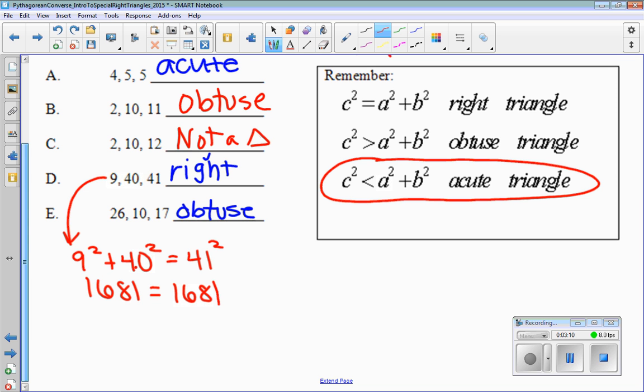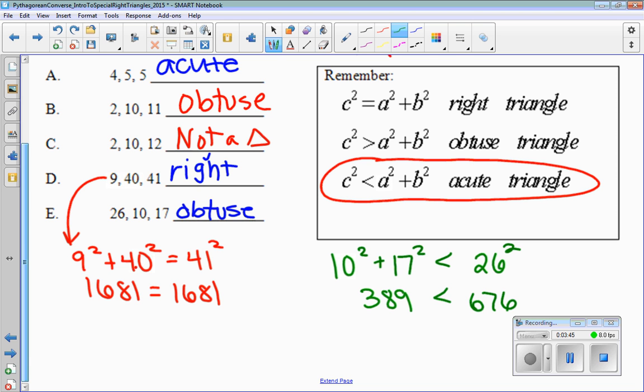And then the last one, they're out of order. Would you agree? So we have to be real careful here, and we have to put the largest by itself, and we have to compare it to the sum of the squares of the two smallest. 10 squared plus 17 squared. With the calculator, this should be pretty quick. 389. And then we have 26 squared. And I got 676, which means that it's an obtuse triangle, so I agree with that one.